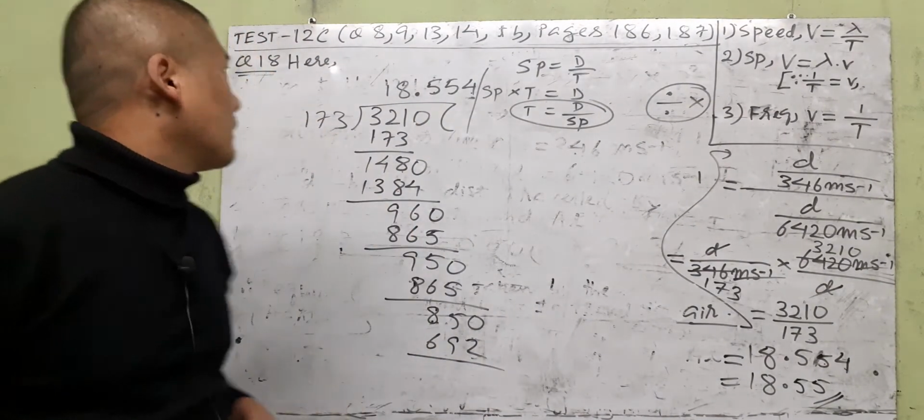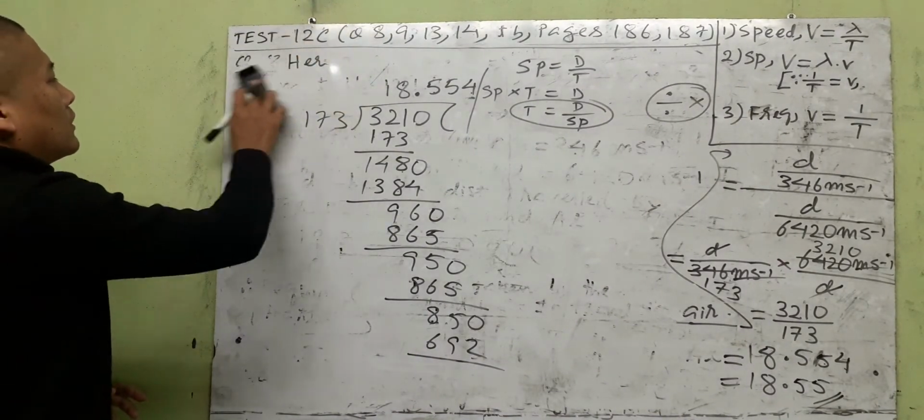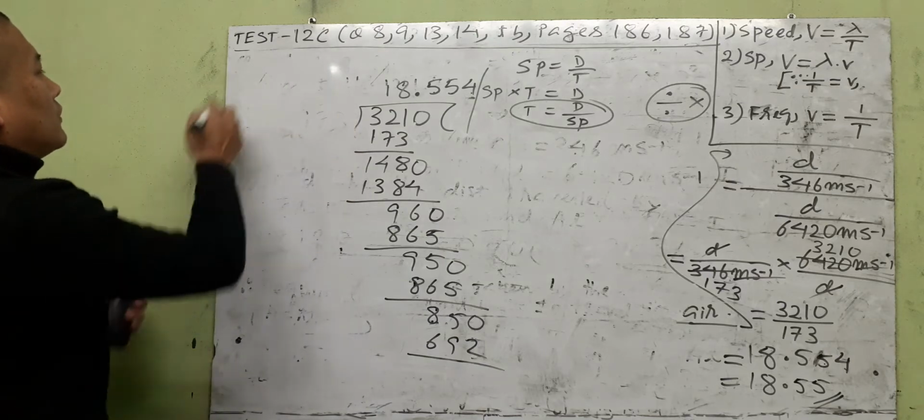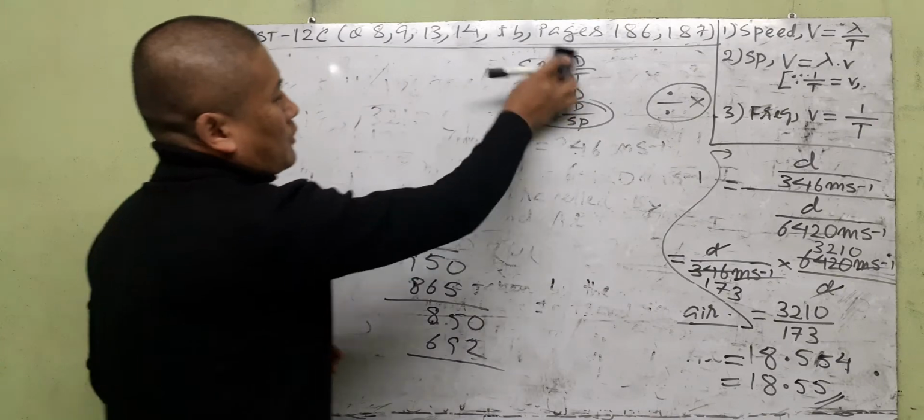Okay, now 18 is done. Sorry, this is not 18, this is 8. Sorry, question number 8. Next, 9 will go. Question number 9. I hope you're getting it right.